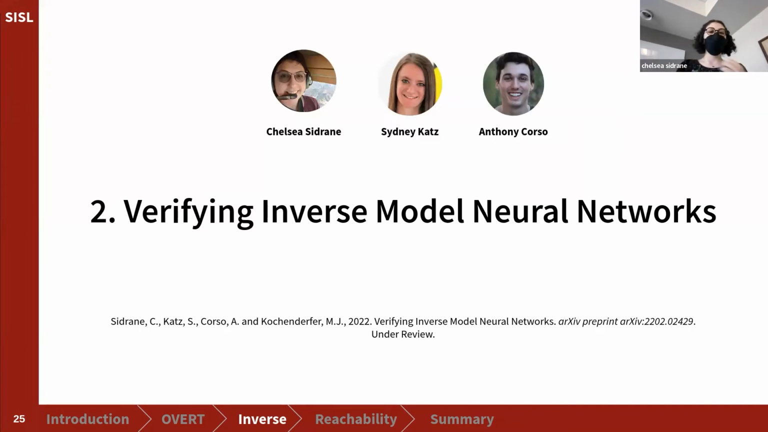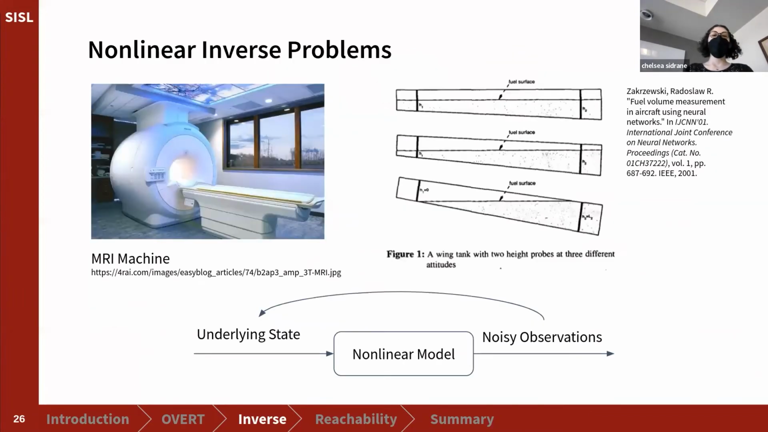Next, I'm going to talk about verifying inverse model neural networks. First, what's an inverse problem? At their core, an inverse problem involves trying to reconstruct some underlying state of the system from noisy observations. There are a lot of inverse problems that we would like to solve. These range from image reconstruction in the medical domain to state estimation problems in the aerospace domain.